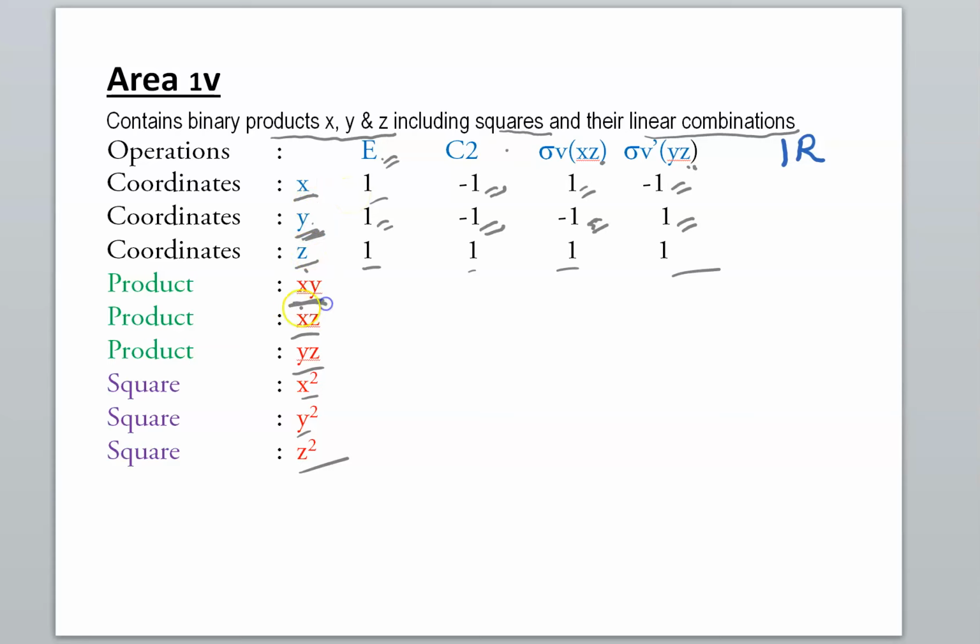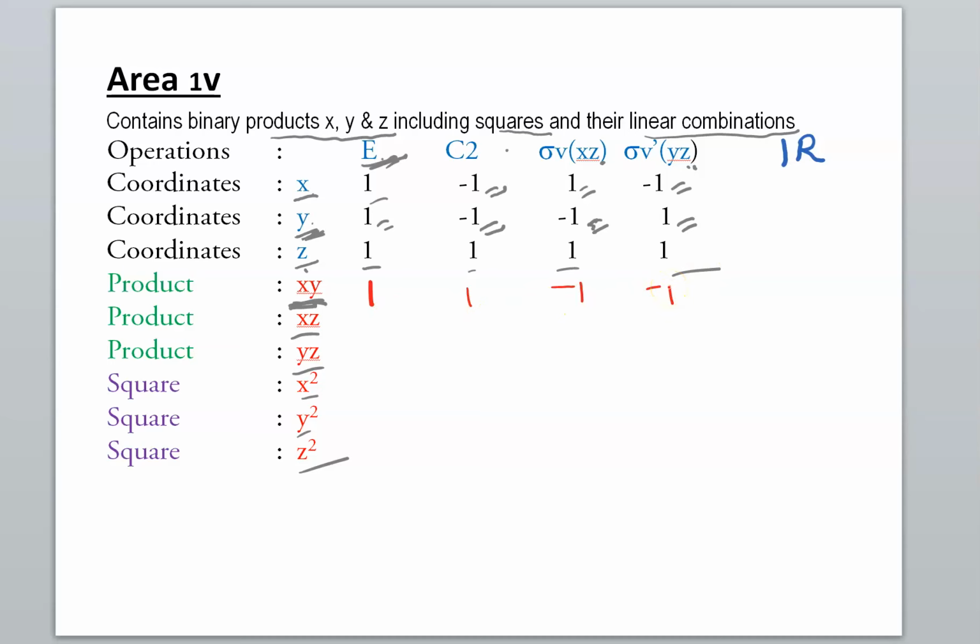That is, for xy, x into y. What is the transformation property of xy under the E operator? We simply multiply the x and y characters, 1 into 1, that is 1. For C2, minus 1 into minus 1, that is 1. Then 1 into minus 1, minus 1, and minus 1 into 1, minus 1. Therefore 1, 1, minus 1, minus 1.